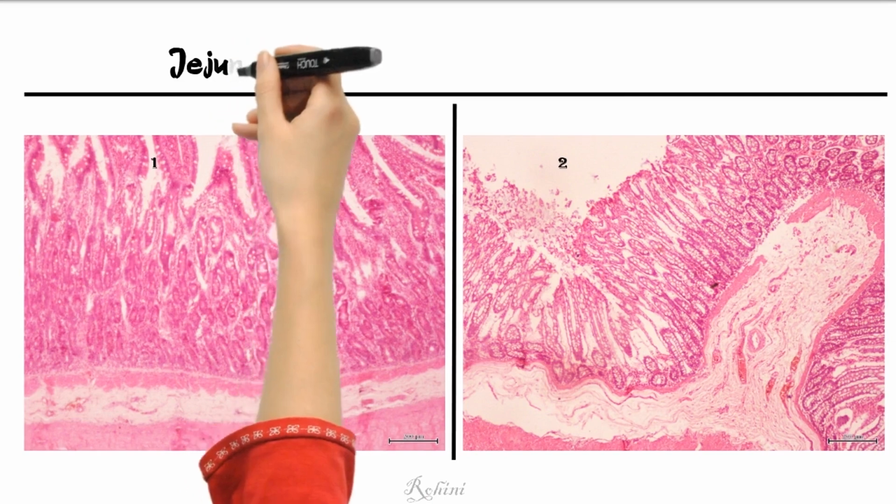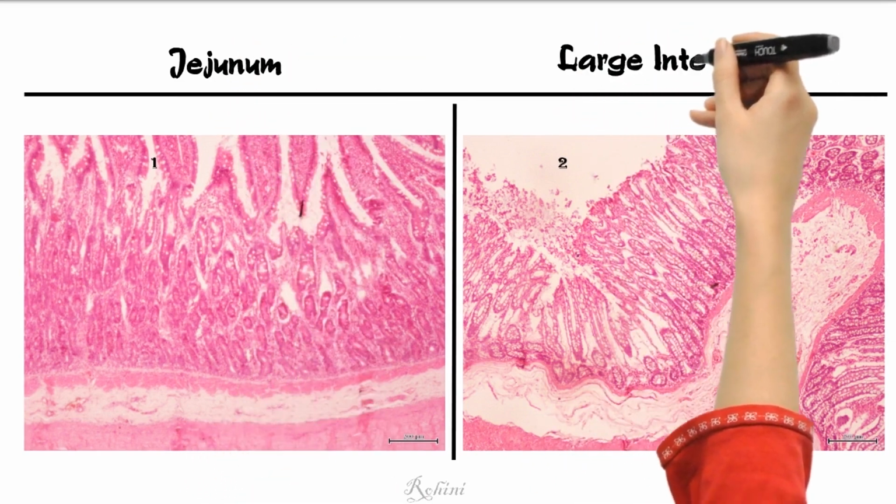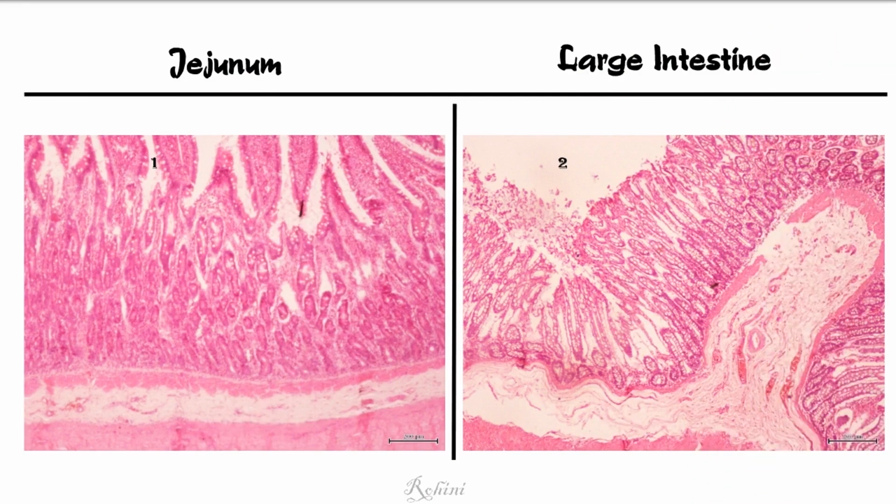Slide 1 is of jejunum, where we can see the villi and absence of Peyer's patches, as well as no Brunner's glands. Slide 2 is of large intestine, where a large number of goblet cells are seen, and villi are absent. However, intestinal glands are seen in the lamina propria of both these slides. Remember, goblet cells increase in number as we go down the GI tract, starting from the duodenum.